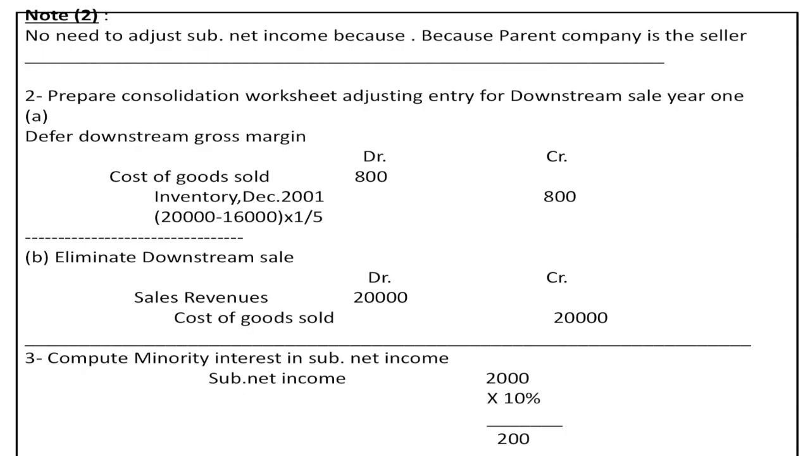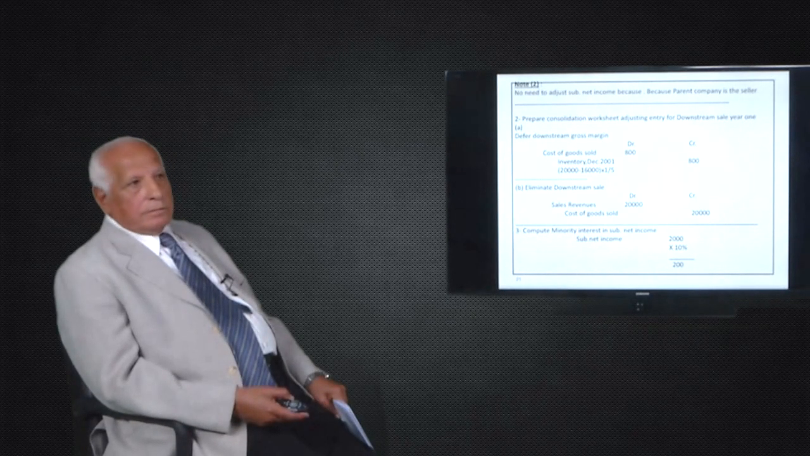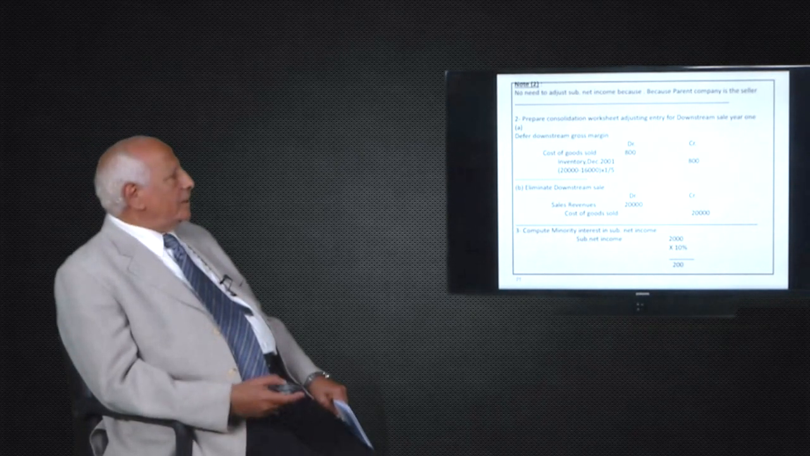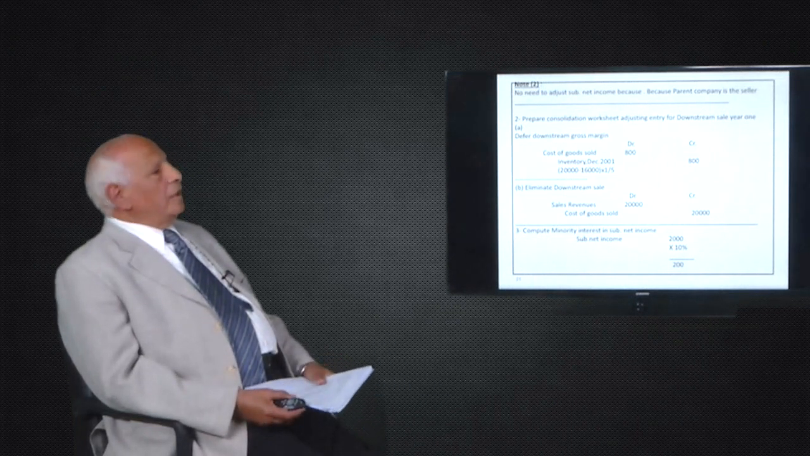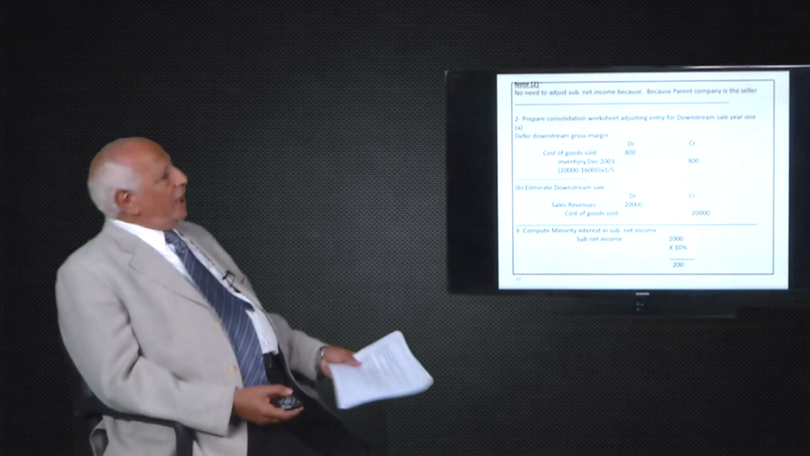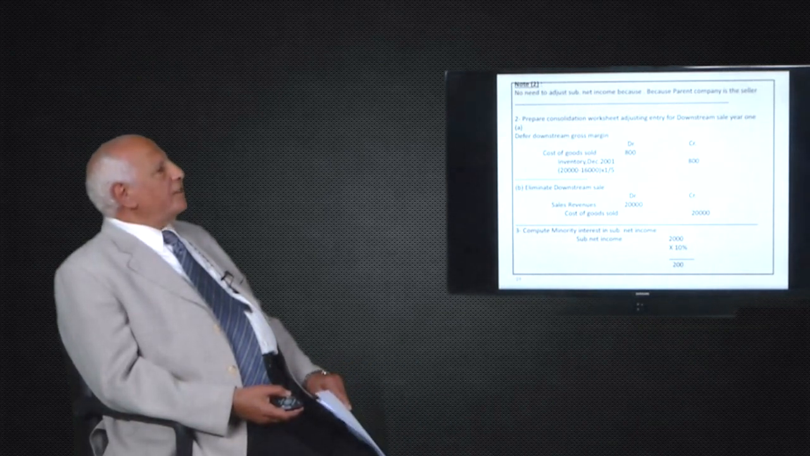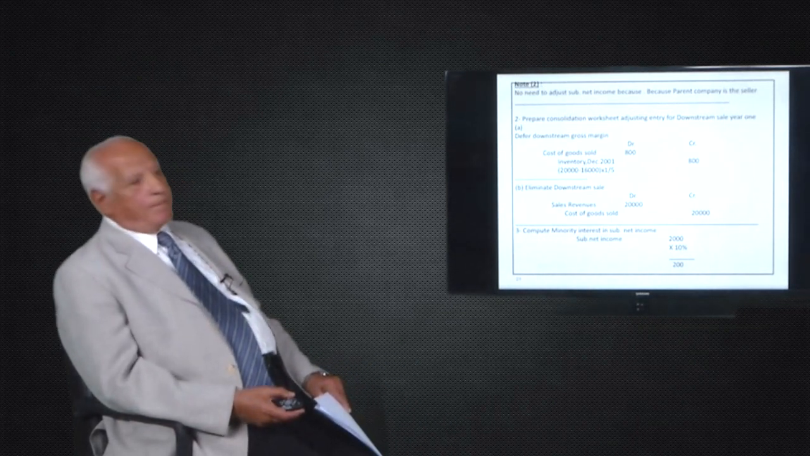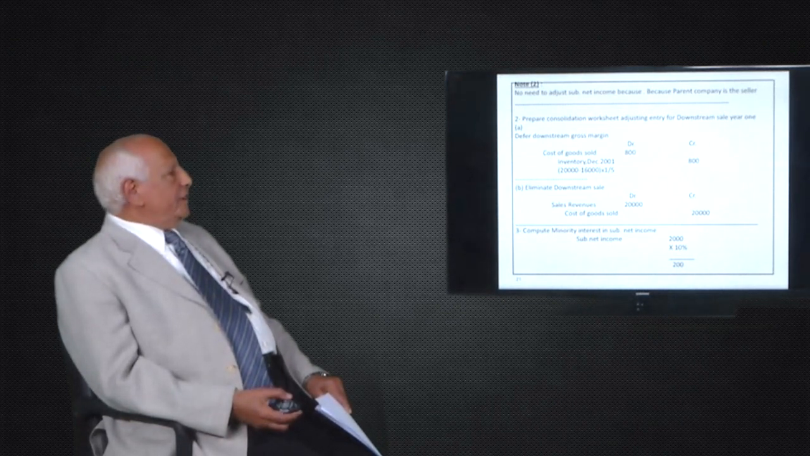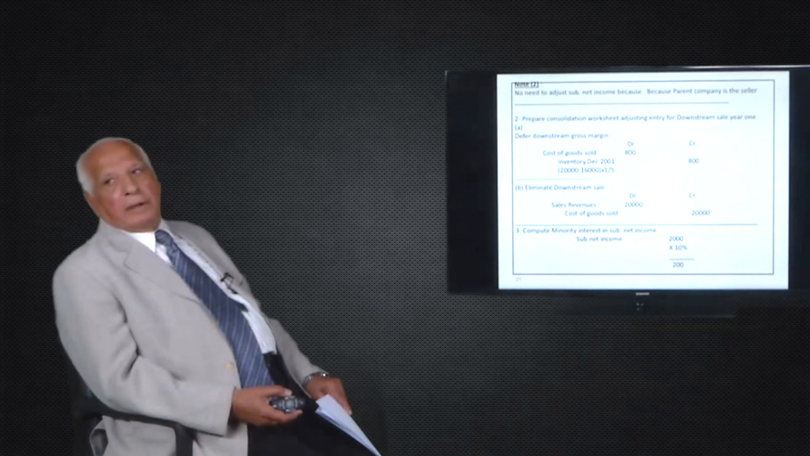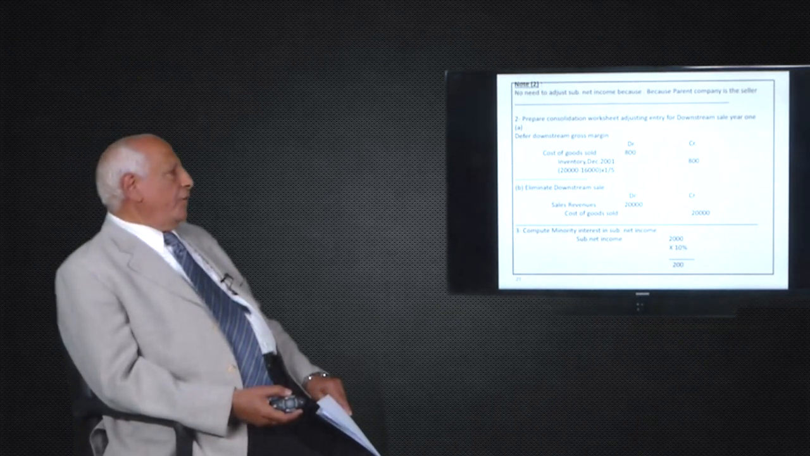No need to adjust the sub net income. Why? Because the parent company is the seller. Okay, that's downstream. Parent is the seller. Second one, prepare the consolidated worksheet adjusting entry for the downstream sale, again year one. Defer downstream gross margin 800: cost of goods sold debit, and inventory ending credit. You know where 800 comes from: that's 20,000 minus 16,000 multiplied by 1/5.